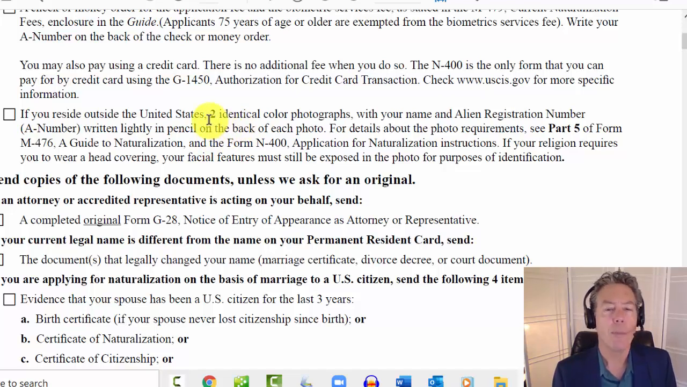Most people don't. Most people do reside in the United States. But if you reside outside the United States, 2 identical color photographs with your name and alien registration number written lightly in pencil on the front of each photo. For details about the photo requirements, see Part 5 of the Guide to Naturalization, N400. If your religion requires you to wear a head covering, your facial features must still be exposed in the photo for purposes of identification.